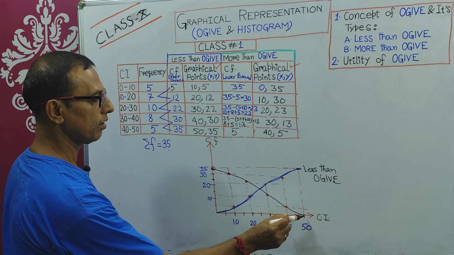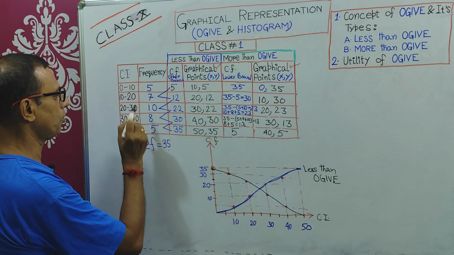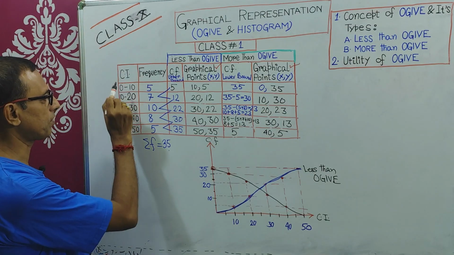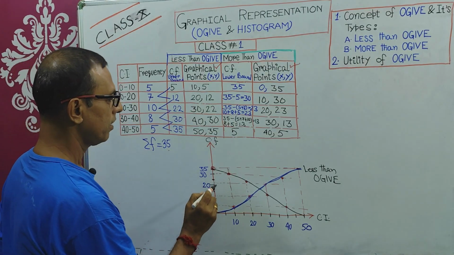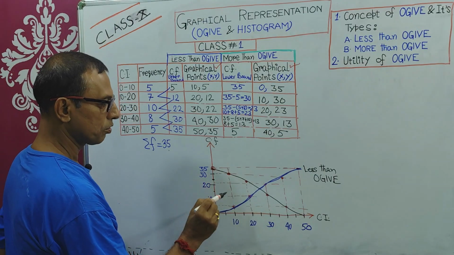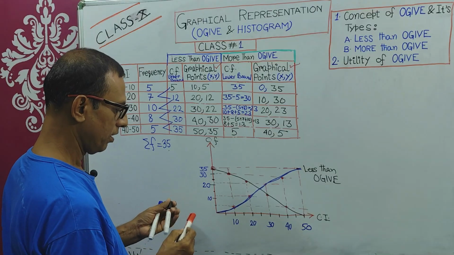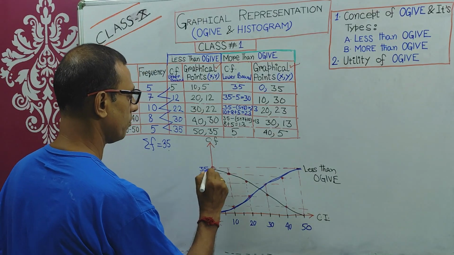Why I am doing it up to 50? Because the data is from 0 to 50. 0 is the lowest observation value, 50 is the highest observation value, right? And for this one also 50 to 0. So now this one is the black one, it is more than ogive.